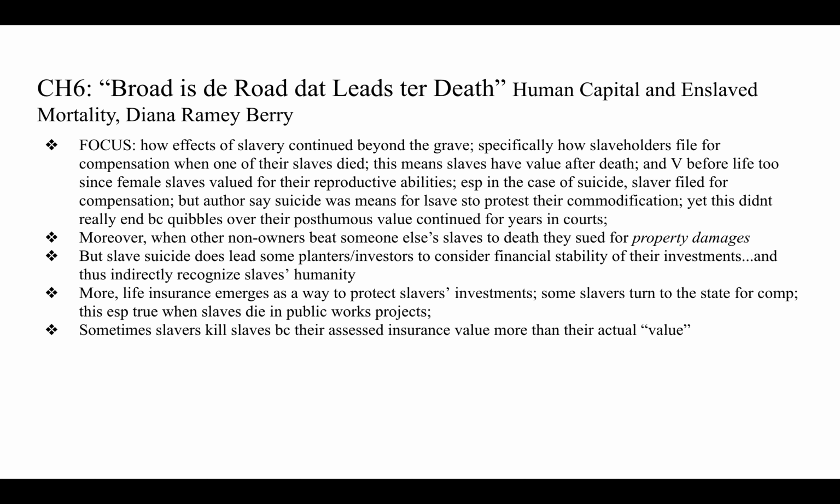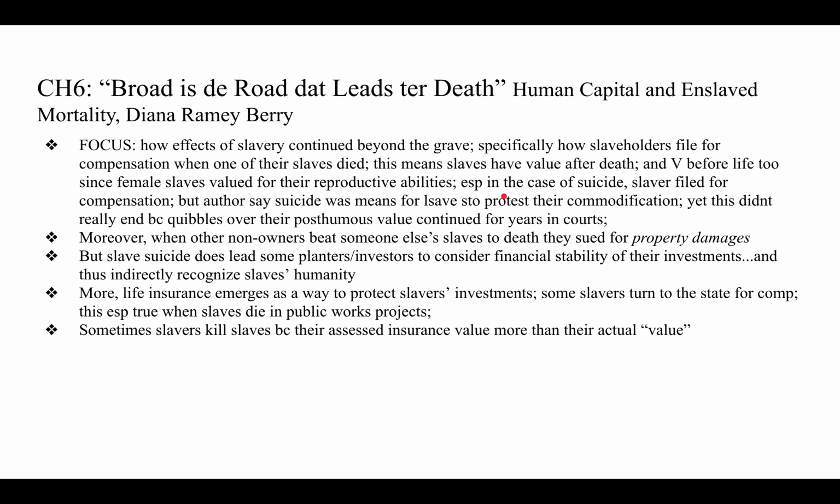Chapter 6, Broad Is the Road That Leads to Death: Human Capital and Enslaved Mortality. In this chapter, Daina Ramey Berry focuses on how the effects of slavery continued beyond the grave, specifically how slave owners filed for compensation when one of their slaves died. This meant that slaves had value even after death, and they had value before life too, since female slaves were valued for their reproductive abilities.